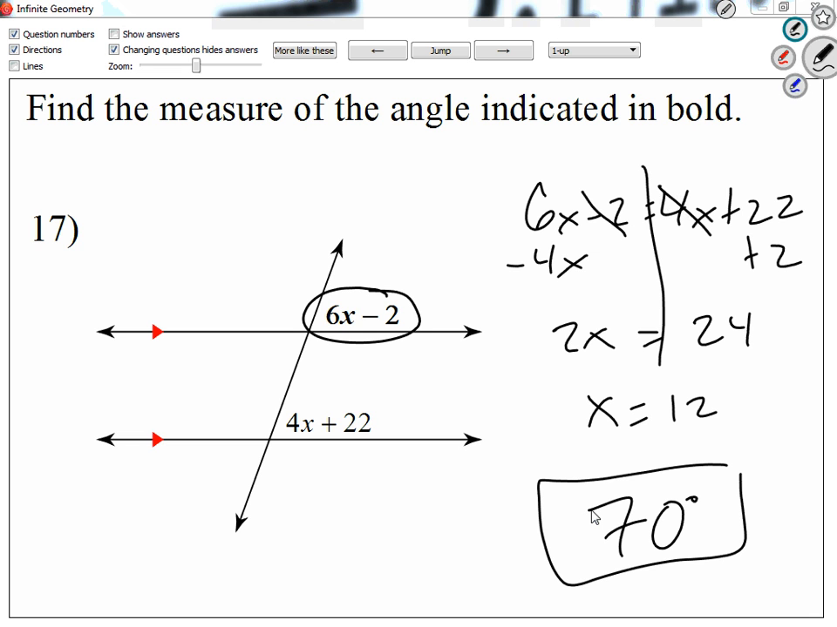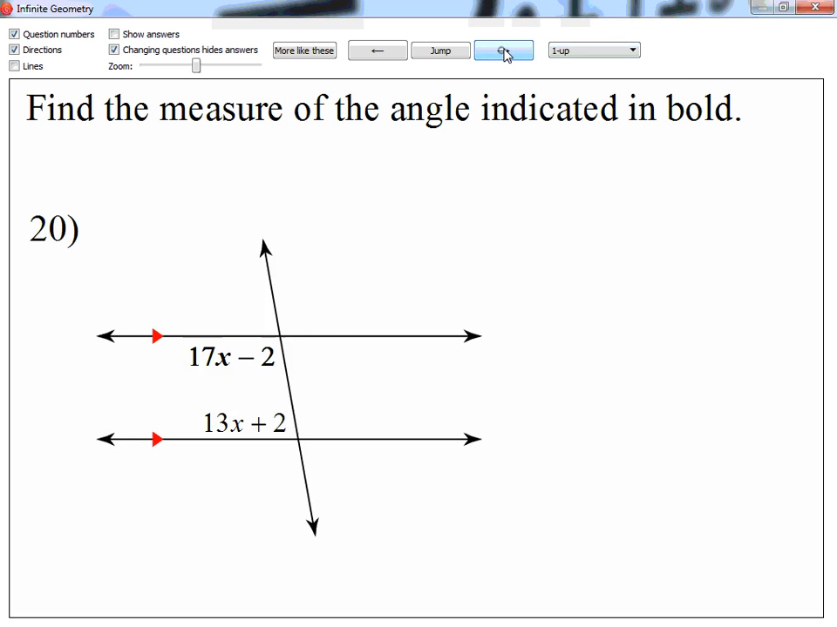So this one we do have the degrees, right? This one we're talking about the angle. So 70 degrees. Wait, which one? 23. Alright, let's take a look at number 23.